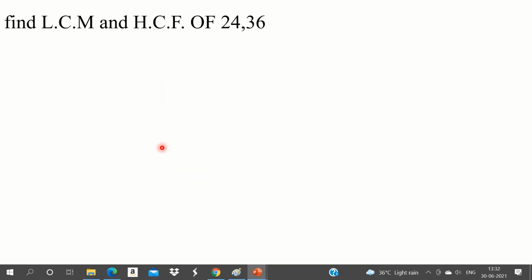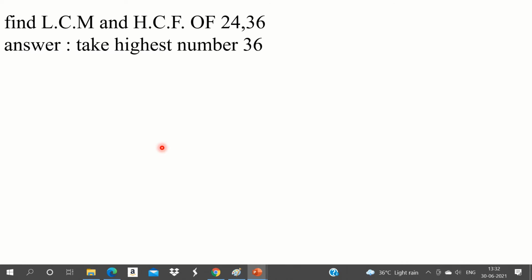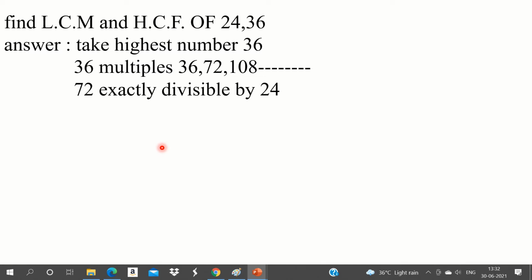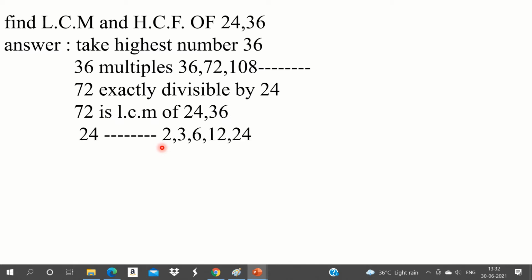So here is another question: LCM and HCF of 24 and 36. Take the highest number to find the LCM. The multiples of 36 are 36, 72, 108. 36 is not divisible by 24. 72 is divisible by 24 and 36. So 72 is exactly divisible by 24. So 72 is the LCM of 24 and 36.